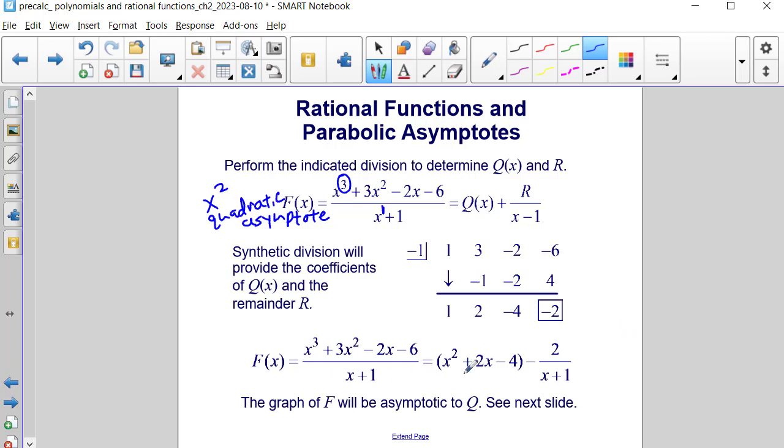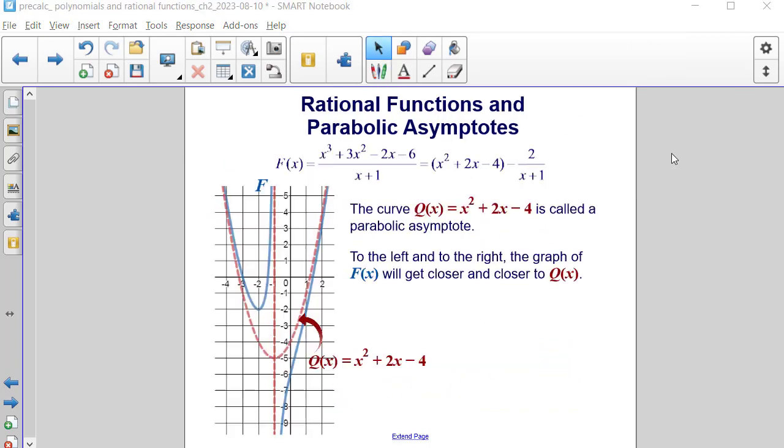That tells us that our quotient is going to be x squared plus 2x minus 4 minus the remainder of 2 over x plus 1. Now, you could also write the remainder as plus and then a -2 as the coefficient up here. Either of those would be acceptable, but in order to lessen the number of signs, instead of writing plus -2 over x plus 1, we just wrote it as minus 2 over x plus 1. And now let's look at the graph.